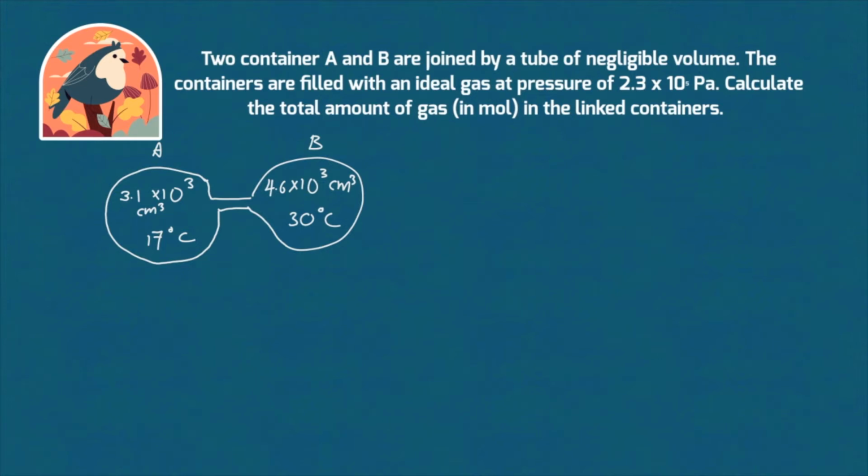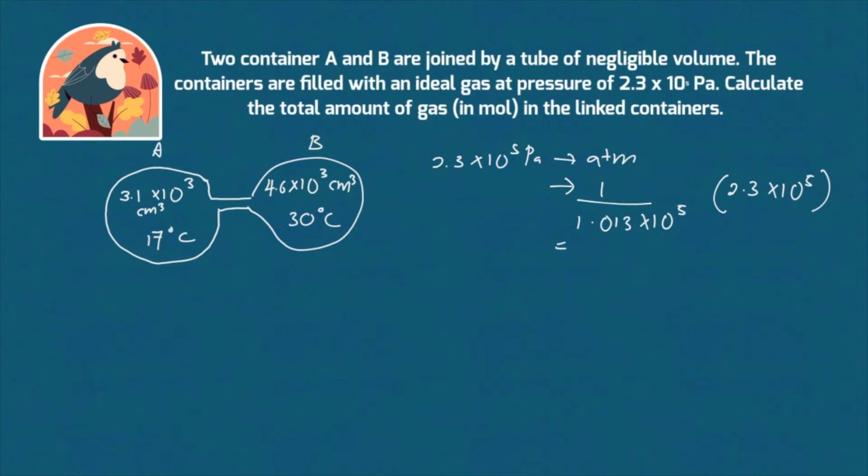So the first thing that you need to do is convert 2.3 times 10 to the power of 5 Pascal to atm. You can actually use your calculator directly, or you can use manual calculation, which is 1 over 1.013 times 10 to the power of 5, times the pressure that you have, which is 2.3 times 10 to the power of 5. So you should get 2.2705 atm.